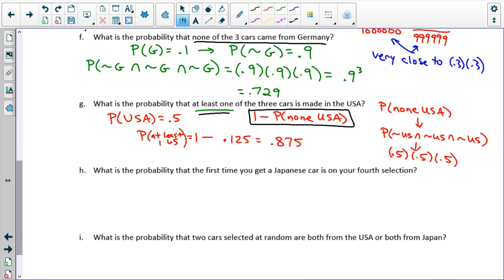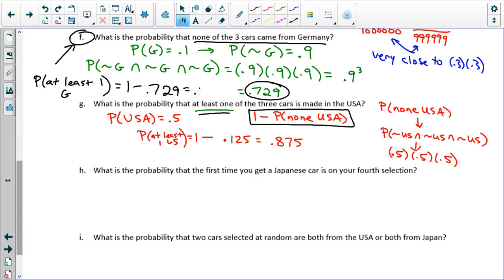If I were doing part F in a slightly alternate universe, and it said, what is the probability that at least one came from Germany? All I would have to do is 1 minus 0.729, because this is the probability that none of them came from Germany. So if I did 1 minus 0.729 and I got 0.271, I think it is, that would be this alternate universe problem F, because all I have to do is find the probability of none of them and then do 1 minus that.